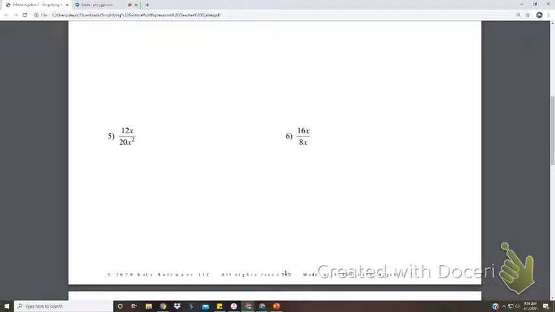Okay, so for part 2, I'm going to go ahead and finish 5 through 12. So this is going to take far less time than the first one because I'm not going to be explaining a bunch of the basics on this. So on number 5, we have simplify 12x over 20x to the second power.